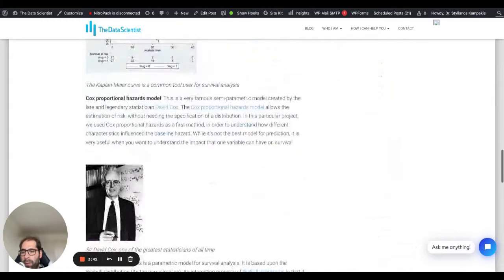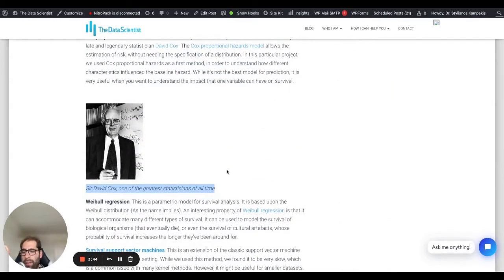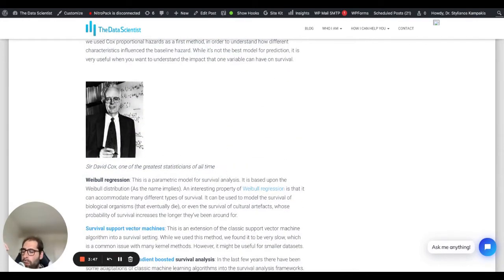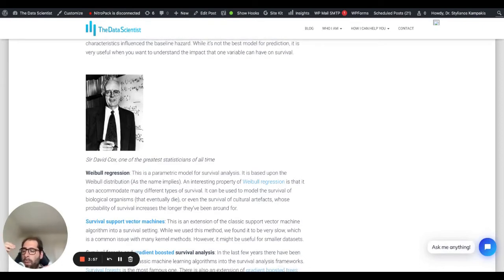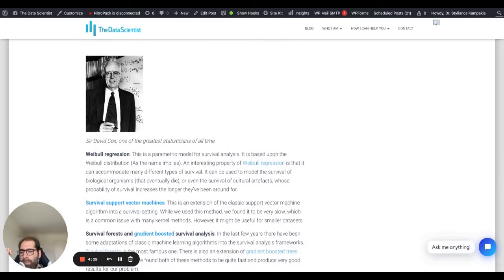One of the most important figures in survival analysis is Sir David Cox, who died, if I'm not mistaken, in January or February 2022. He was one of the greatest statisticians of all time. He created the Cox proportional hazards model, plus many other statistical models. But within the context of survival modeling, this is maybe the single most important statistical model in survival analysis.